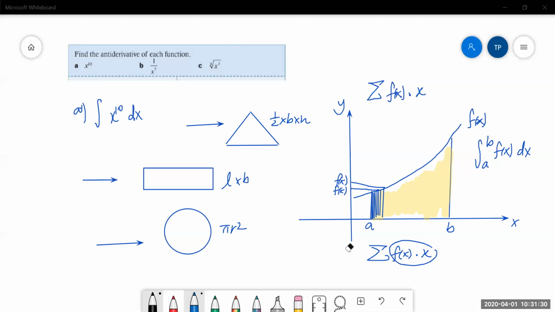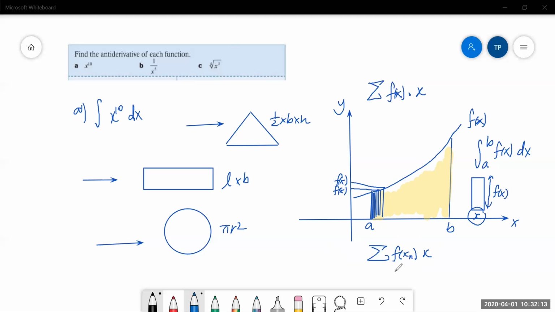Oh, sorry, hold on. When you say the sum of f(x) times x, where did you get x from again? Basically, it's the width of the rectangle. Let's say this is the rectangle, the width of the line is x. This thing here is f(x), because f(x) is the y value. Makes sense. But now x is negligible because we want x to be as small as possible.